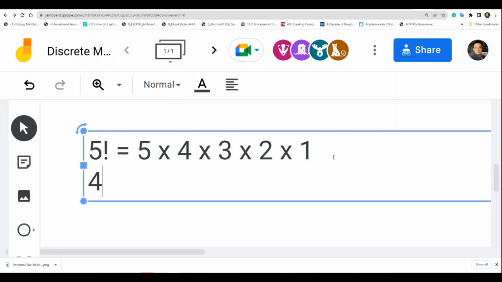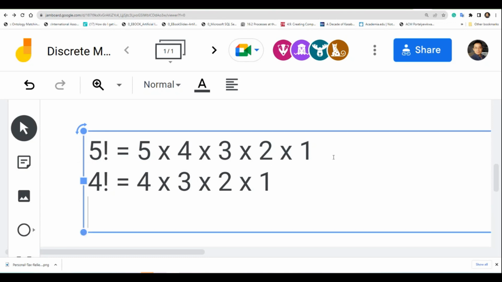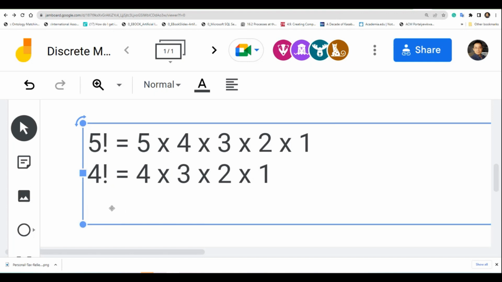Now, if I give you another number, let's say 4 factorial. Then this is equivalent to 4 times 3 times 2 times 1, right? Now, let me show you something. If I take 5 factorial divided by 4 factorial, what do you think is the answer?